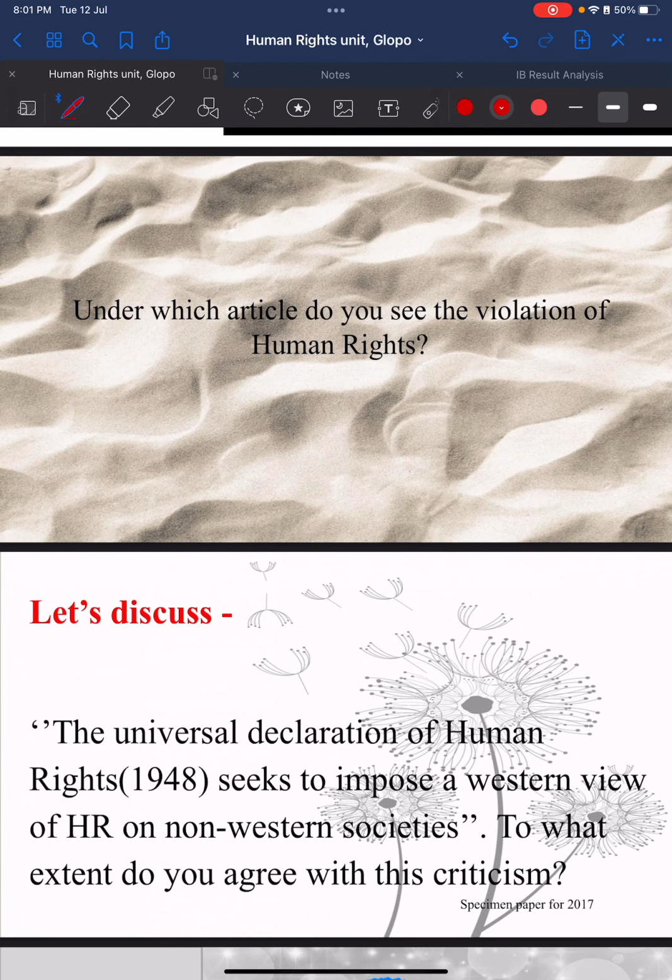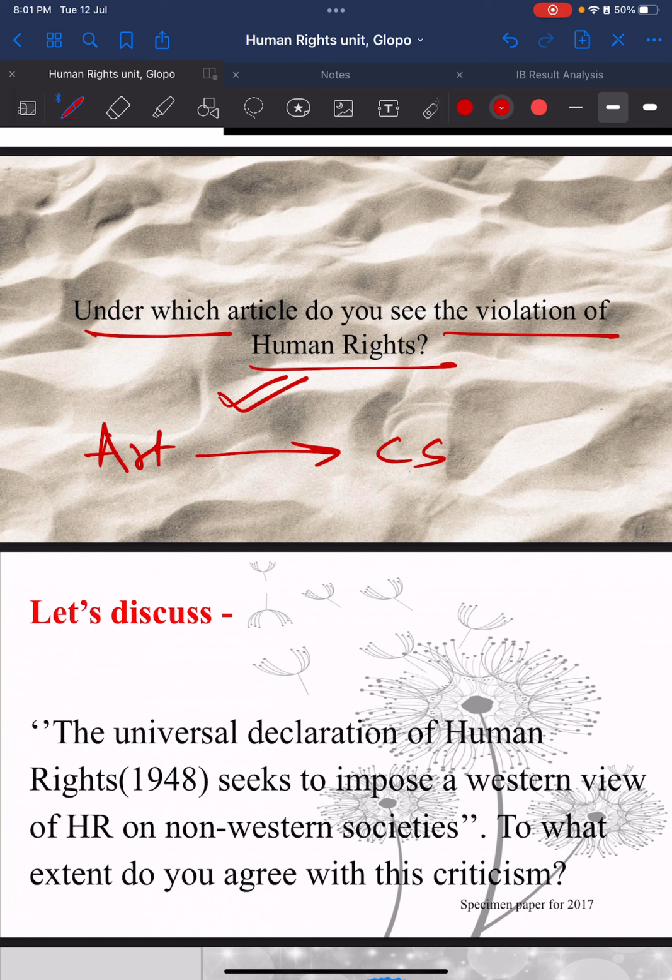All right, this is now the topic to be discussed in the class. Under which article do you see the violation of human rights? So you get some time to discuss where you see the violation of human rights. You have to write down the article and the case study. The case study that we have covered, you need to compare. Compare in the sense you need to integrate articles and the case study.